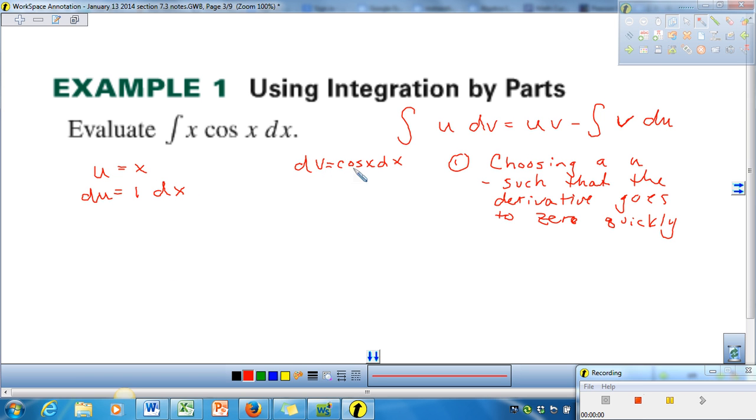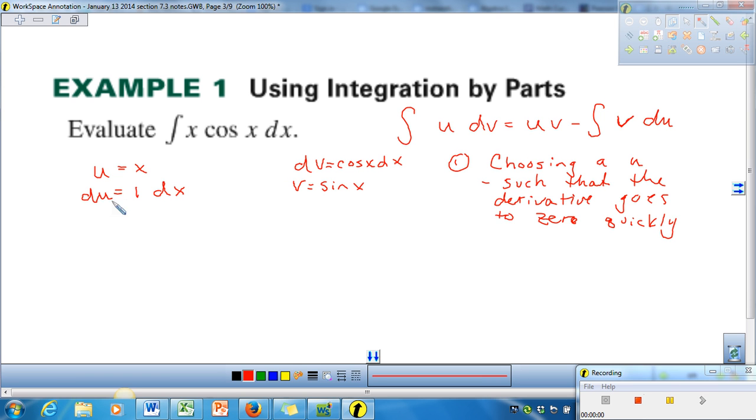And to get v, we integrate. What is the antiderivative of cosine x? Sine x? And it would really be sine x plus c, right? I'm going to tell you now, and I'll show you as we go through it, you don't have to write the plus c at this point. With integration by parts, save the plus c to the very end, because if I did plus c here, it would drop out and cancel out in the process. We would just have to put a plus c at the end anyway.